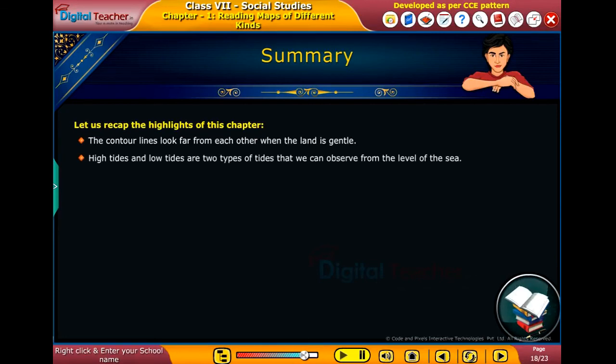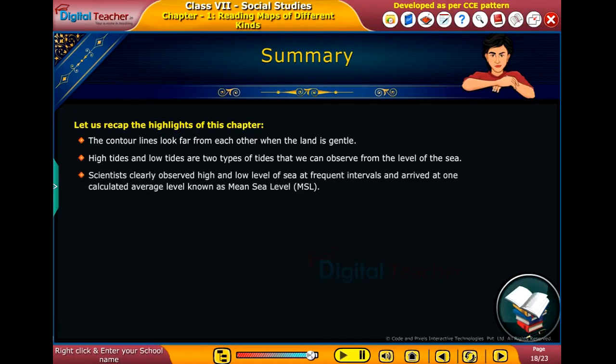High tides and low tides are two types of tides that we can observe from the level of the sea. Scientists clearly observed high and low level of sea at frequent intervals and arrived at one calculated average level known as mean sea level, MSL.